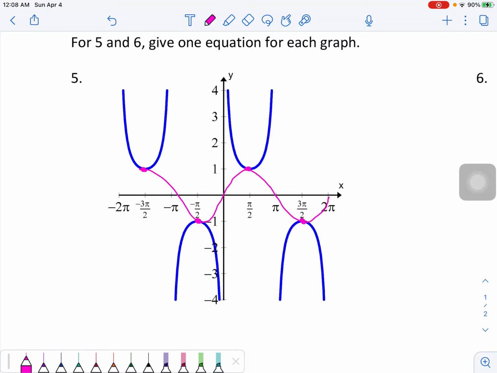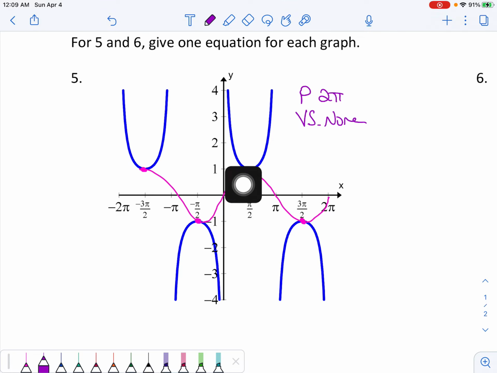Now, it may not be perfect. I'm not really looking for perfection, but I am looking for kind of the shape of the graph. Now, a couple things jump out to me. First thing that jumps out is I know my period is 2 pi, okay? Because I can see that this is one full cycle here. So these two curves together would be one full cycle, and that's 2 pi. Vertical shift, none, right? Our midline is right on the x-axis there.